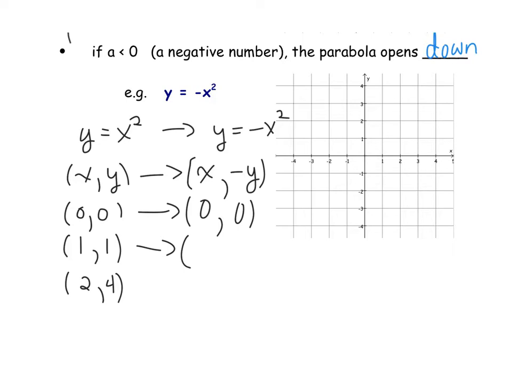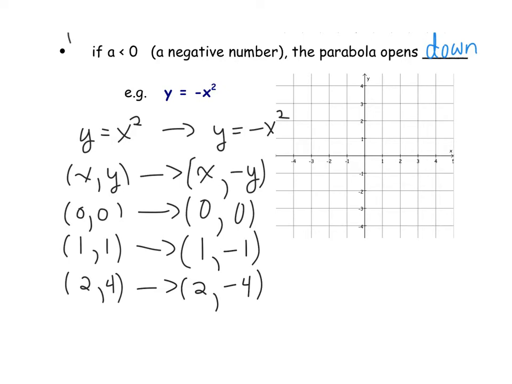One is not changing here, but then I'm going to have the negative of whatever my y value was, so negative 1, and then 2 and negative 4. So all this is going to do is simply flip my graph upside down.